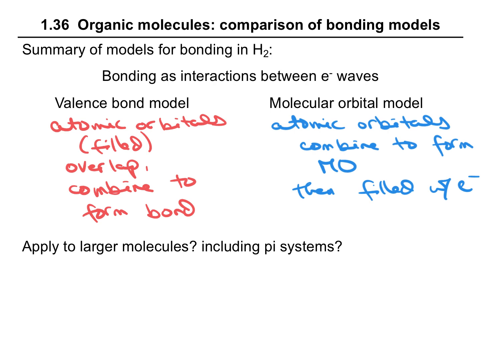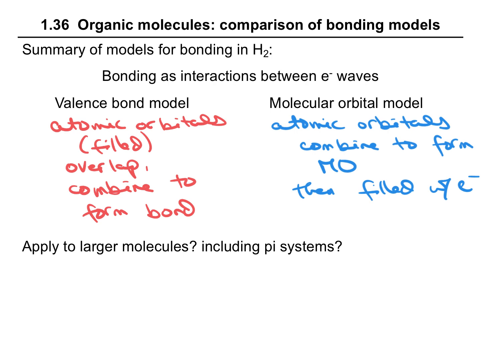What about when we apply this to larger molecules, and what about when we include pi systems? In both cases, it can be done. Using valence bond model applied to larger molecules, we're really thinking about each bond individually. We can think about the orbitals of one carbon overlapping with the orbitals of another carbon to form a carbon-carbon bond. We can think about the orbitals of, let's say, that second carbon overlapping with a hydrogen to form a carbon-hydrogen bond. And so we can treat each one individually. And that makes it relatively easy.